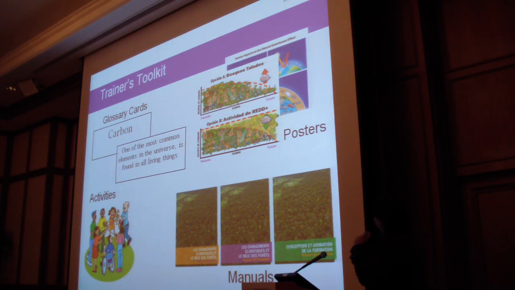Again, this contains not only the 3 manuals, but certain activities that you can use, the glossary cards and also the posters. So we have around 18 posters for all 5 sessions. Posters that come and explain from the very beginning what is rain, what kind of eruptions, ocean currents, what is sunlight evaporation, photosynthesis, to what is the forest carbon cycle.